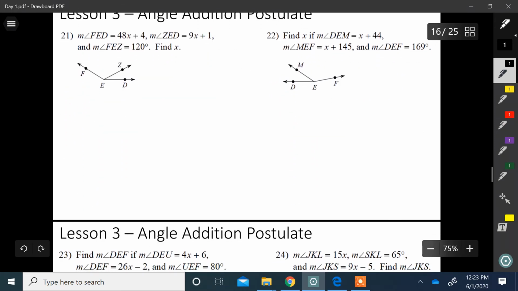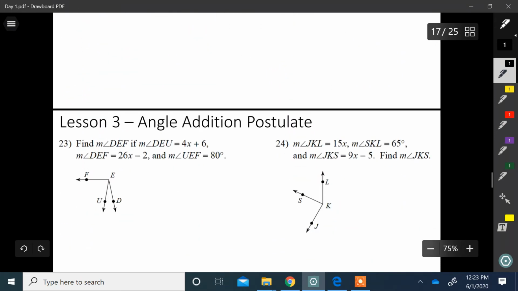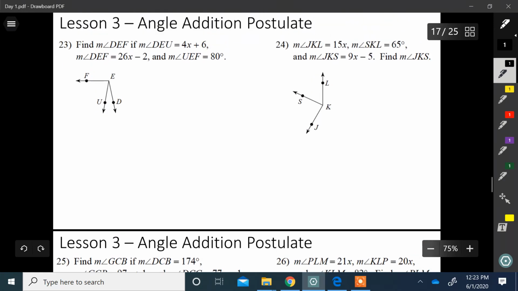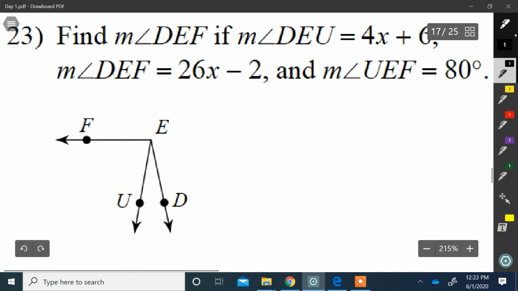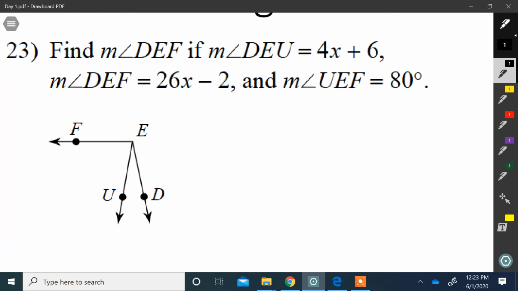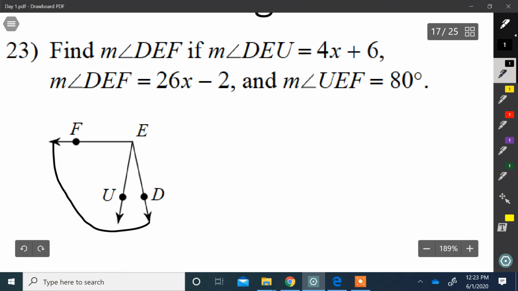All right. Those, we're good with those. Those are the same type of problems. These ones are pretty much the same problem, but they're asking you to find the angle measurement. So D, E, and F, they're asking you to find this whole angle here. What is this whole thing? So we're going to be using the information that they're giving us to find that out.